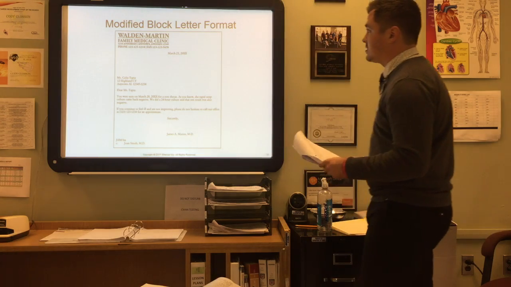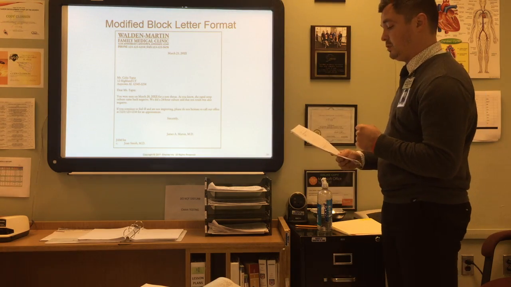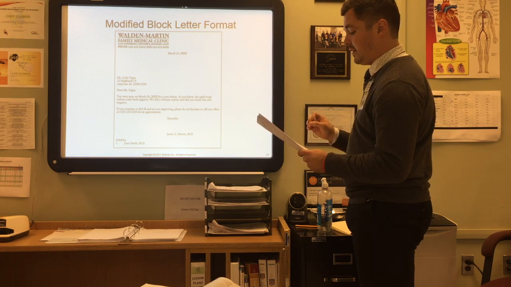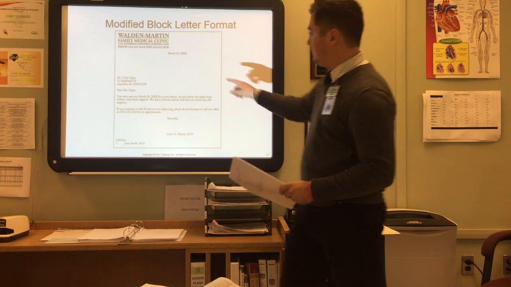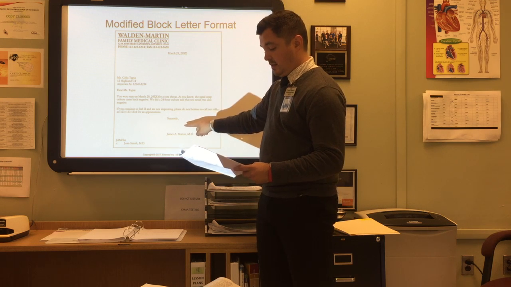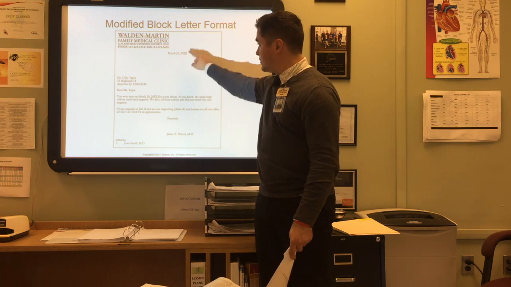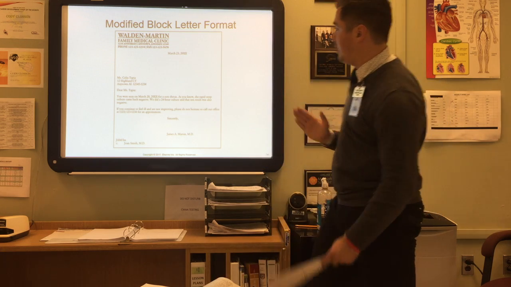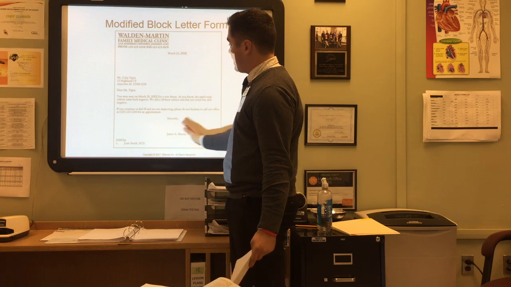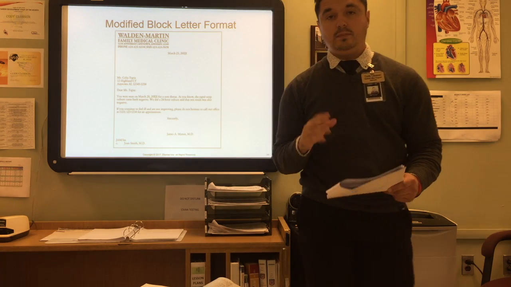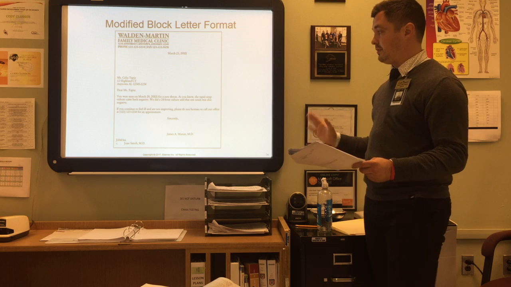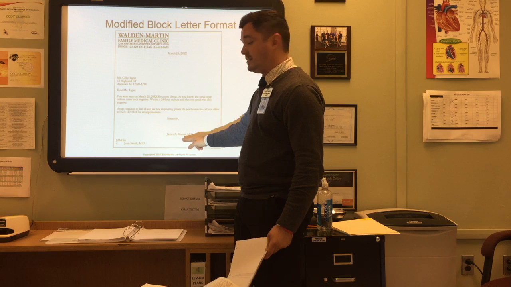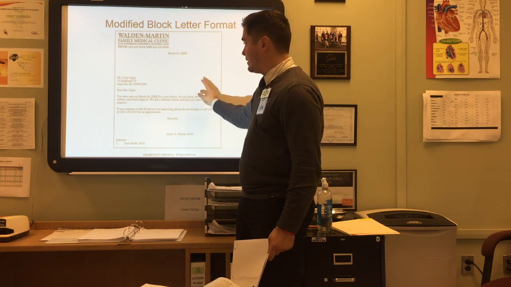So if you look at the next one, the modified block letter format, which is on page 120 in your textbook, you can see that in the modified block letter format the date, the closing, and the signature block here, those 3 items are centered, or they start at the center point of the document. So this is the center of the page. After that, that is where those 3 items start. So they're not all left justified anymore. The date, the closing, and the signature line all start at the center point.